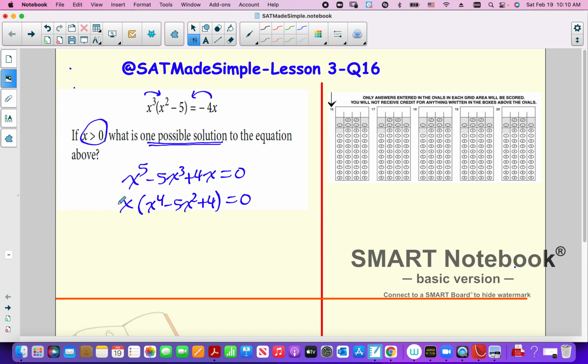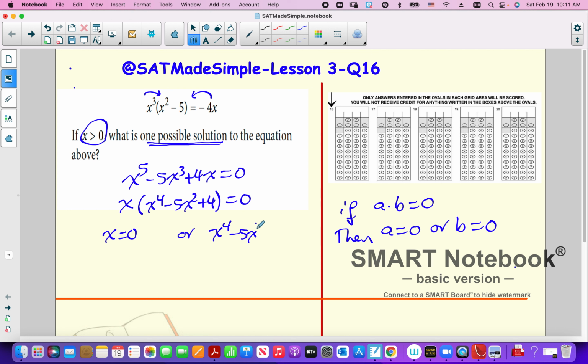Using the null factor law, if a times b is equal to 0, then either a equals 0 or b is equal to 0. So therefore x is equal to 0 or x to the power 4 minus 5x squared plus 4 is equal to 0. We reject this answer, and this we factorize again.